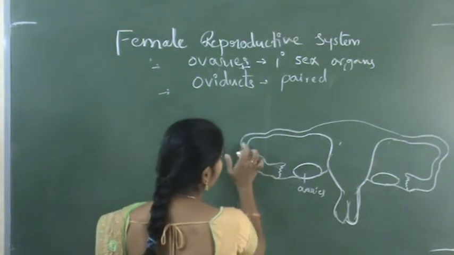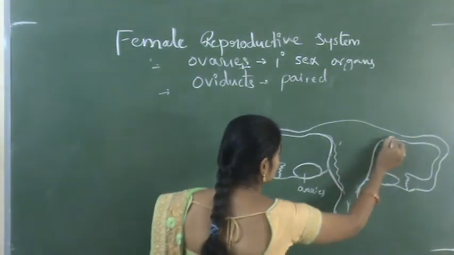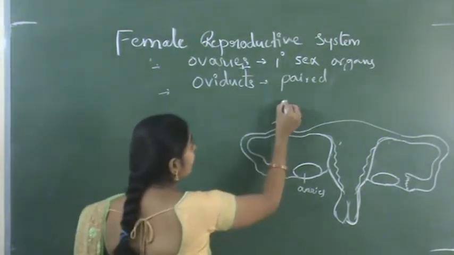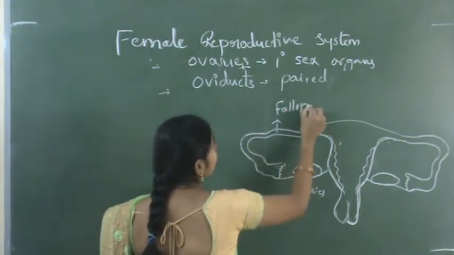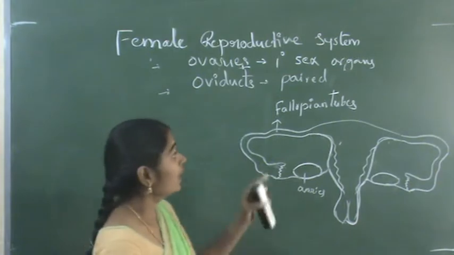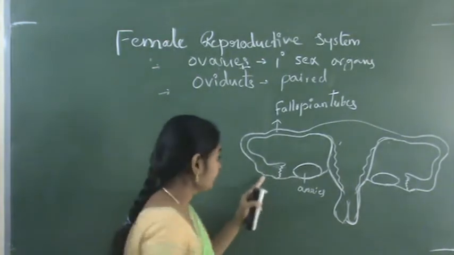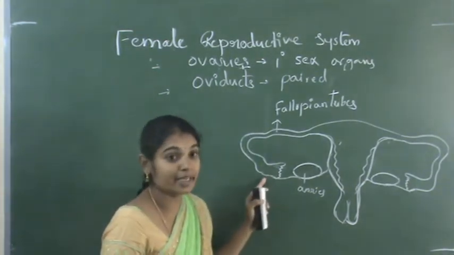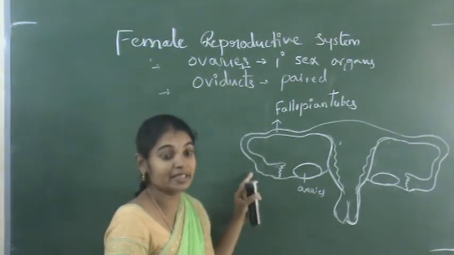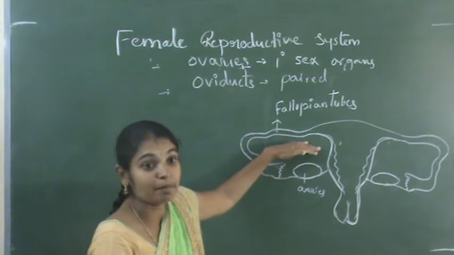And these small narrow tube-like structures are known as oviducts, or these are also known as fallopian tubes. These fallopian tubes are lined with ciliated cells, ciliated columnar epithelial cells, and these oviducts are morphologically, that means structurally, divided into three parts.